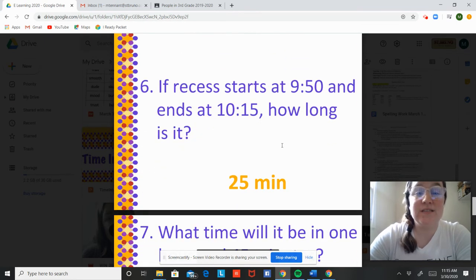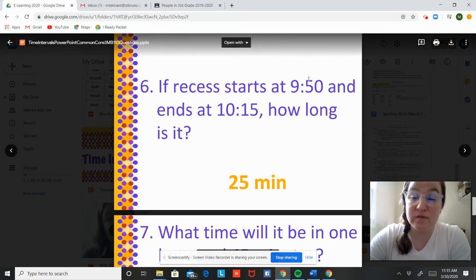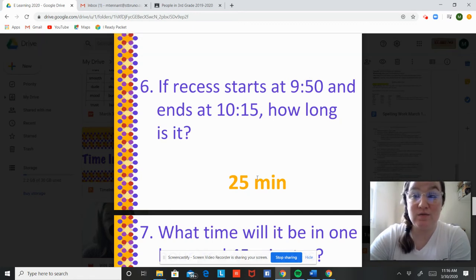Number 6, if recess starts at 9:50 and ends at 10:15, how long is it? So I know that it's 9:50. So if I add 10 more minutes, it would be the next hour, 10 o'clock. And then 15 more would make it 10:15. So 10 minutes plus 15 minutes would give me 25 minutes.